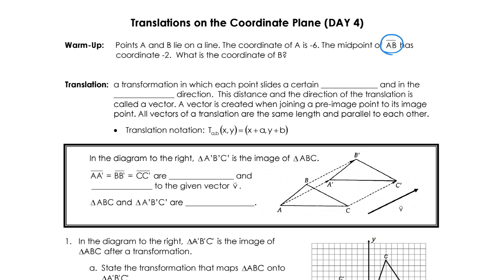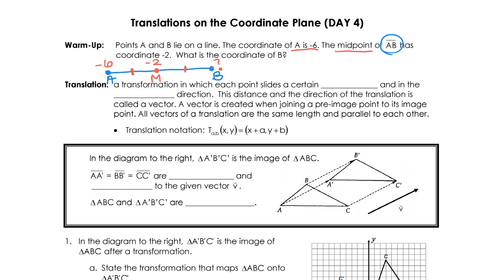So right here it tells us that we have a line segment, so we're going to draw a line segment. Call it AB. And then it tells us that points A and B lie on a line. The coordinate of A is -6. The midpoint of AB has a coordinate of -2. So we're going to go ahead and add in a point, call it M. So it's in the middle, it's the midpoint, okay? And it's at -2. And also remember that a midpoint is in between two equal segments, okay? And they're asking for what are the coordinates of B.